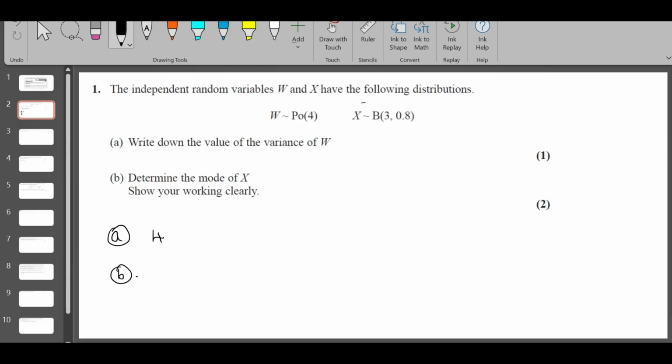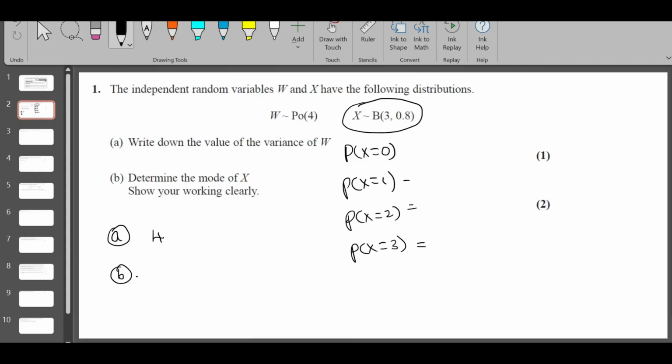Part B now. Determine the mode of X. Here the mode is basically the value of X with the highest probability. So you need to find the probability of X is equal to 0, X is equal to 1, X is equal to 2, X is equal to 3, and check which one has the highest probability.